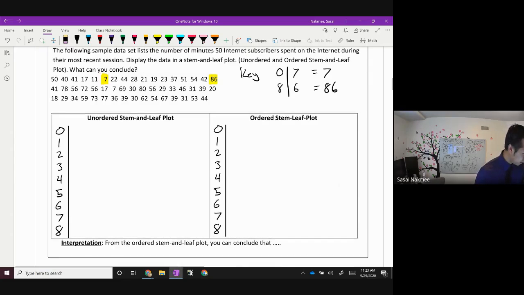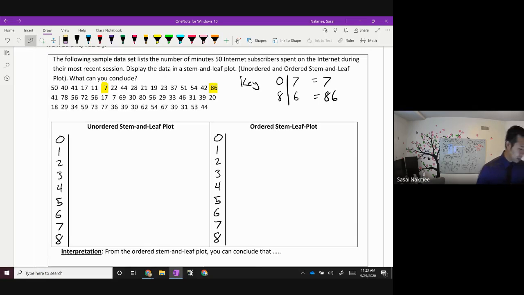What does this data represent, by the way? The following sample data set lists the number of minutes 50 internet subscribers spent on the internet during their most recent session. Oh, this is just like from 2.1. So out of these 50 people, one person only spent 7 minutes on the internet, and another person spent 86 minutes on the internet for one session, right? So that's all this represents.